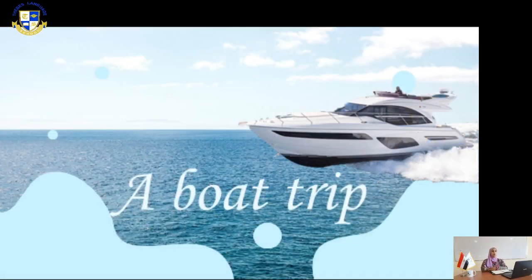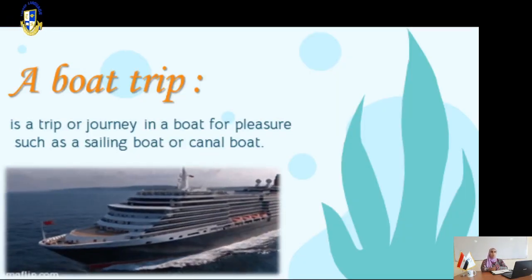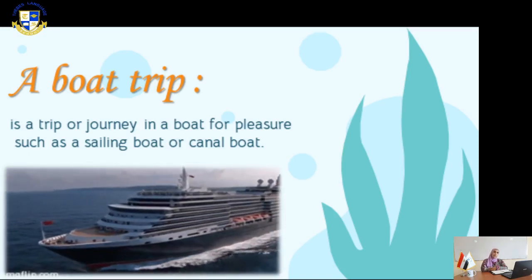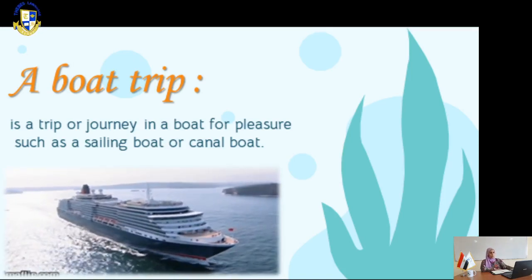Today we are going to start Unit 5, Lesson 1. A boat trip. What's the meaning of a boat trip? A boat trip is a trip or journey in a boat for pleasure, such as a sailing boat or a canal boat. Look to the picture and you will understand the meaning of a boat trip. When you go on a trip on a boat, or a journey on a boat for pleasure, whether on a sailing boat or canal boat.